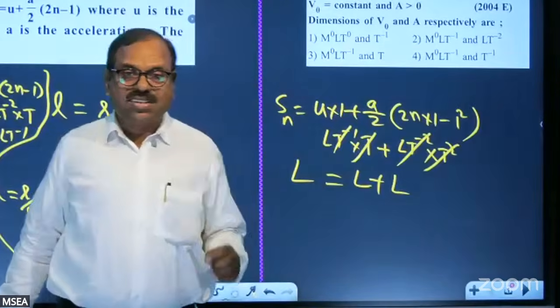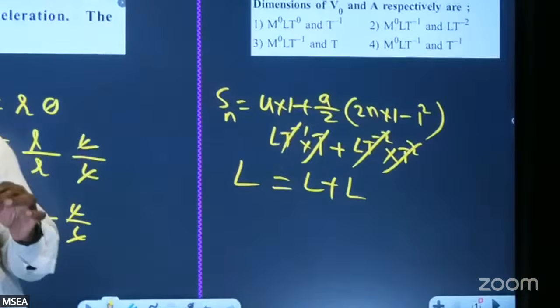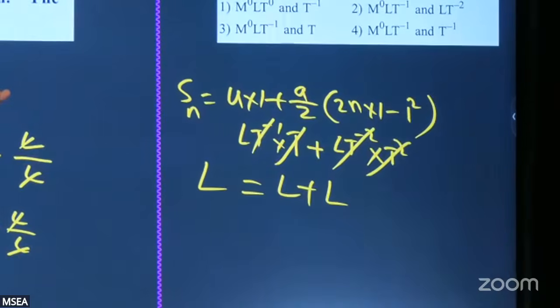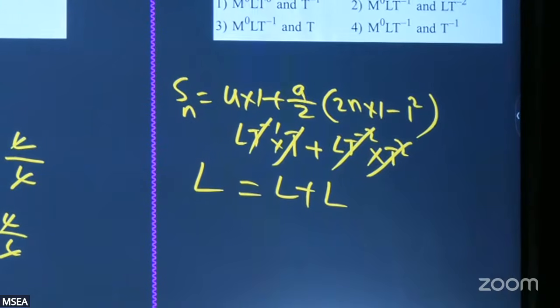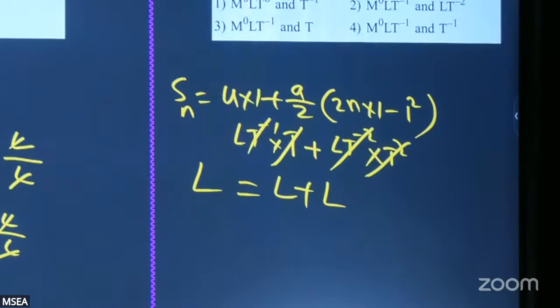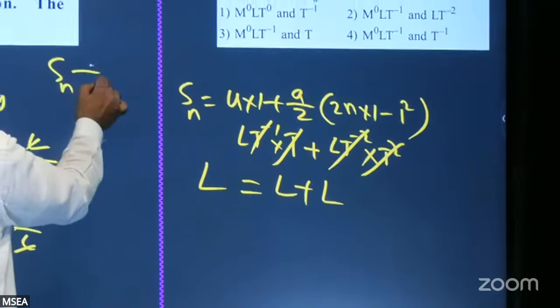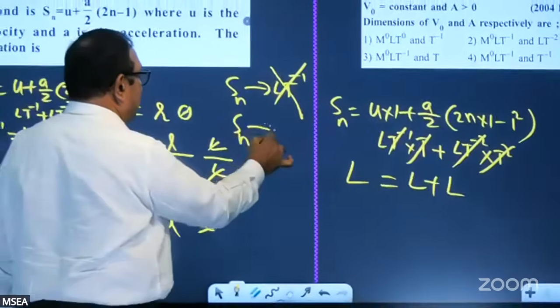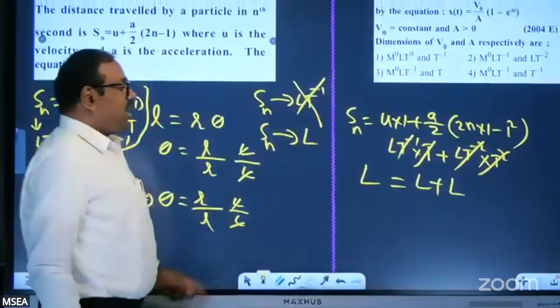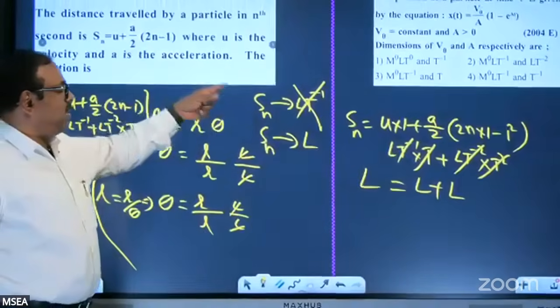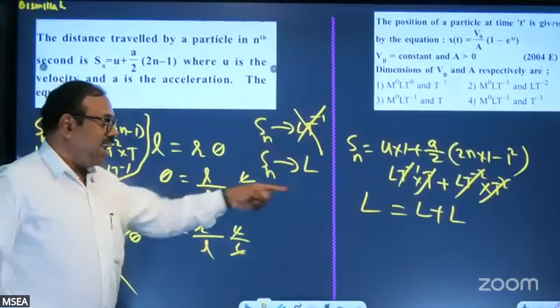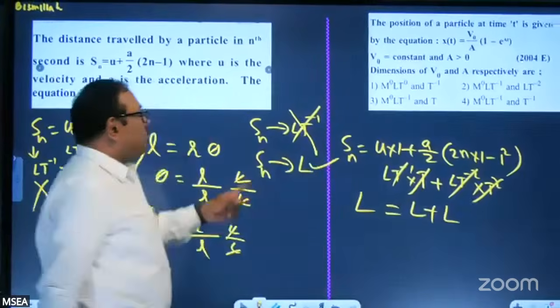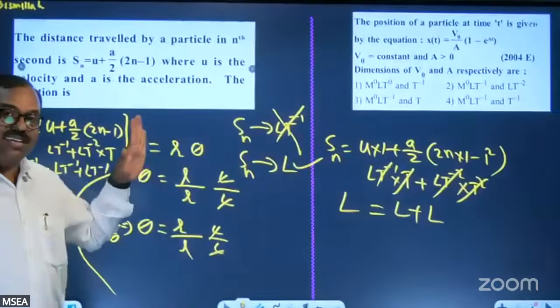That's why, what is the dimensional formula for Sn? Sn is equal to u plus a by 2 into 2n minus 1, which is L, but not LT minus 1. So this is wrong. LT minus 1 is wrong. So what about Sn? But what is the dimensional formula for Sn? Sn is equal to u plus a by 2 into 2n minus 1, which is L. That is the correct answer. And this LT minus 1 is wrong.